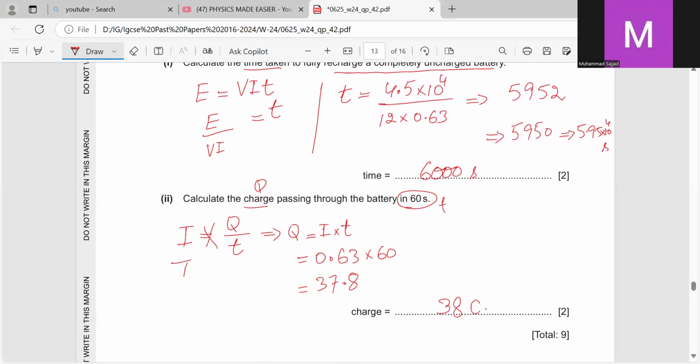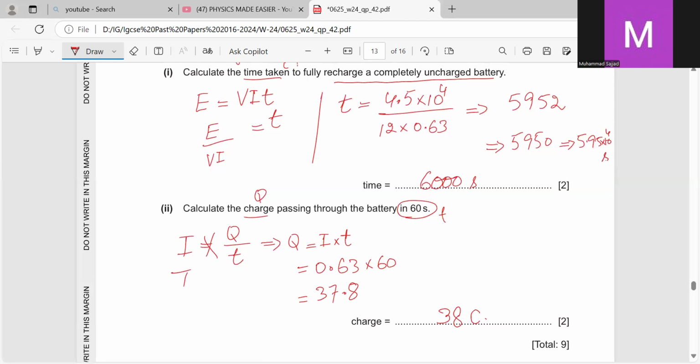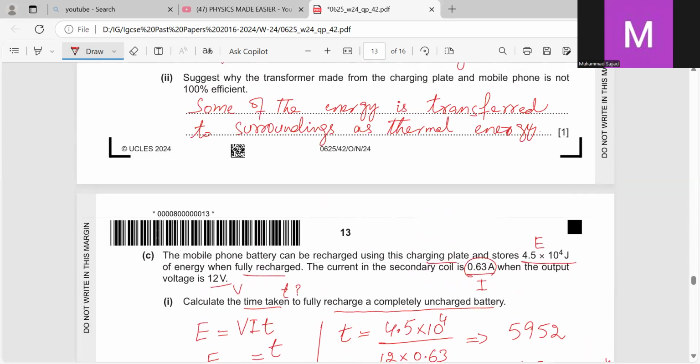So 38 coulombs. Again, some basics from the electrical quantities chapter, and also electromagnetic induction, meaning how electricity is generated with changing magnetic fields, and the transformer basics are there to solve this question. And overall, not that difficult a question, this one also.